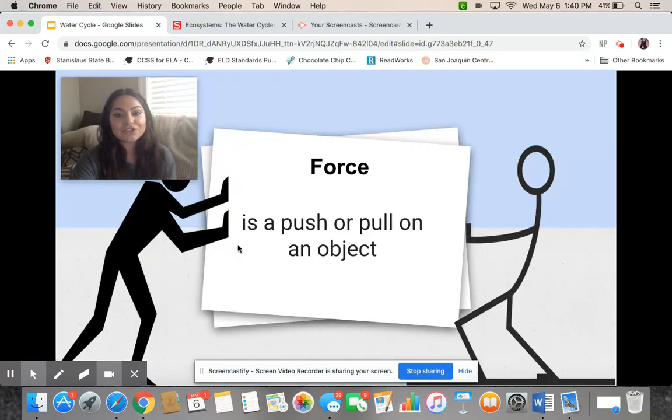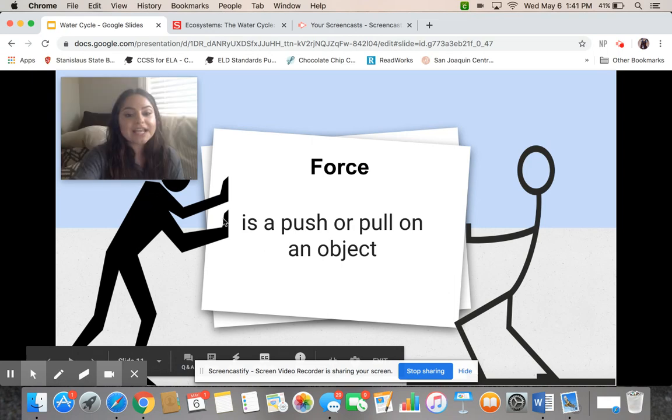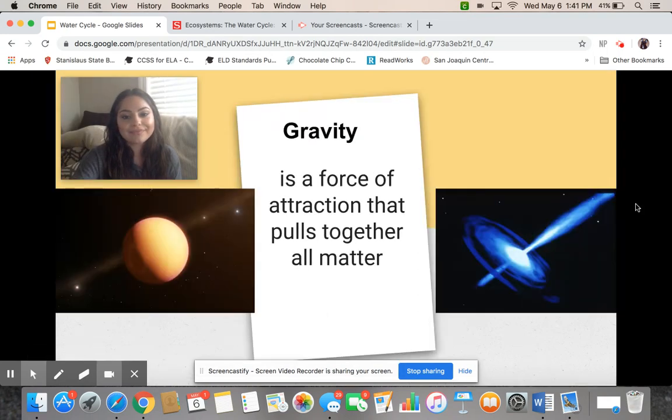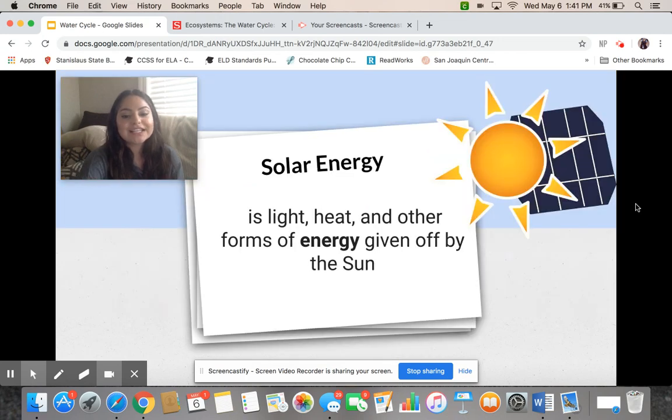Force, another term that we probably heard during that video, is the push or pull of an object. Like these people demonstrate, this person is pushing the box while this person is pulling it. Gravity is a force of attraction that pulls together all matter. So our solar system, any of you guys that like Star Wars, you have a lot of knowledge on gravity, and that is something that does affect the water cycle. And solar energy is light, heat, and other forms of energy given off by the sun.